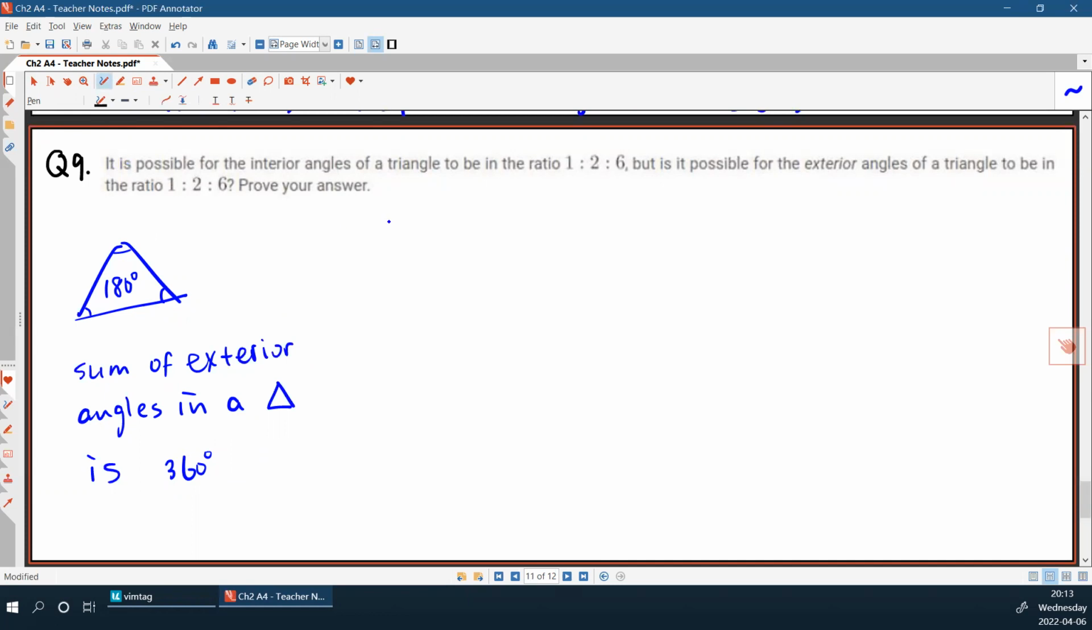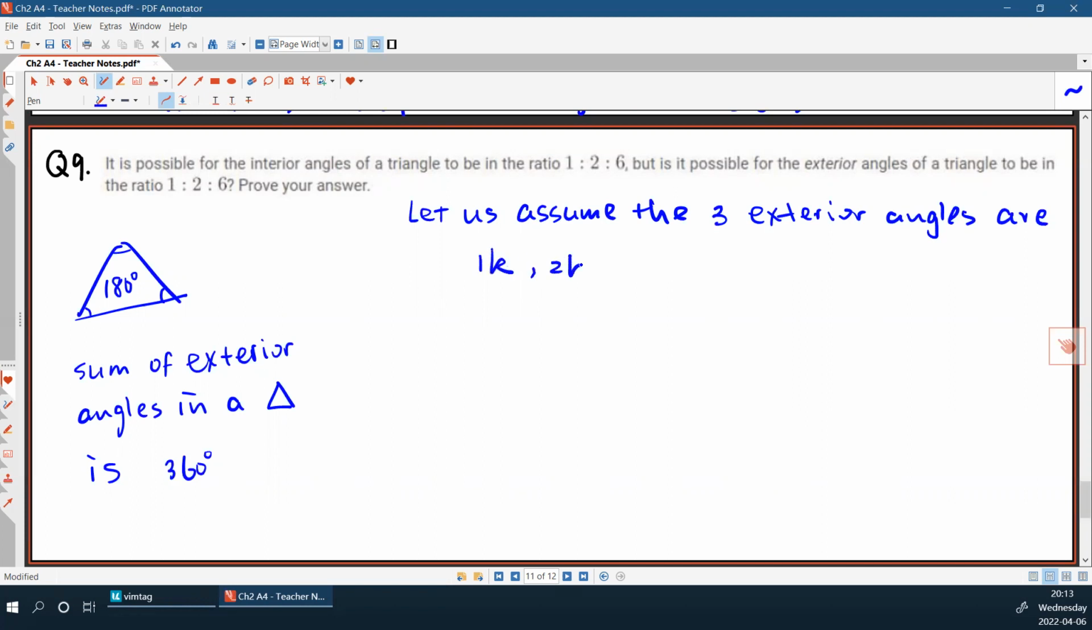Then let's assume the 3 exterior angles are 1K, 2K, and 6K. Because we know the ratio is 1 to 2 to 6, right? So we can just let the 3 exterior angles be 1K, 2K, and 6K. Or you can omit 1 here.